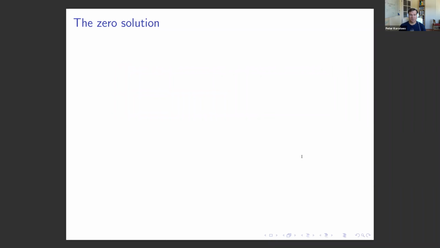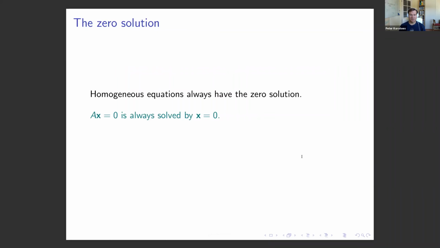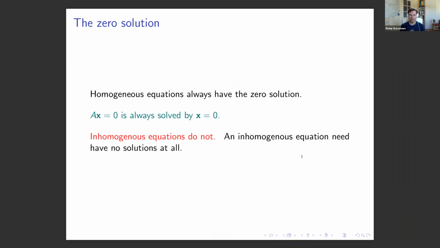Let's talk about the zero solution first. Homogeneous equations always have a zero solution. No matter what the matrix is, if you multiply it by the zero vector, the result is zero. So this equation is solved by x equals zero. But obviously, inhomogeneous equations do not, right? They do not have zero as a solution because the left-hand side will be zero and the right-hand side is not. An inhomogeneous equation need have no solutions at all.